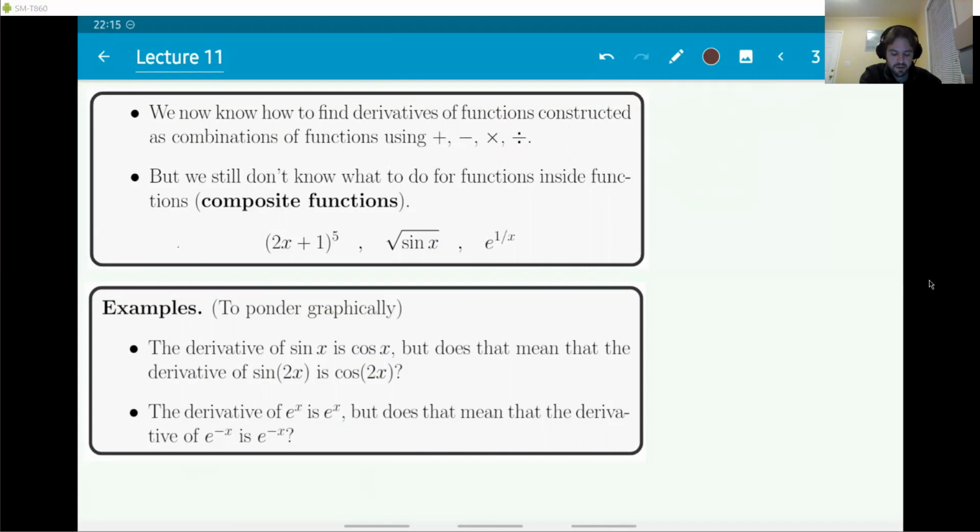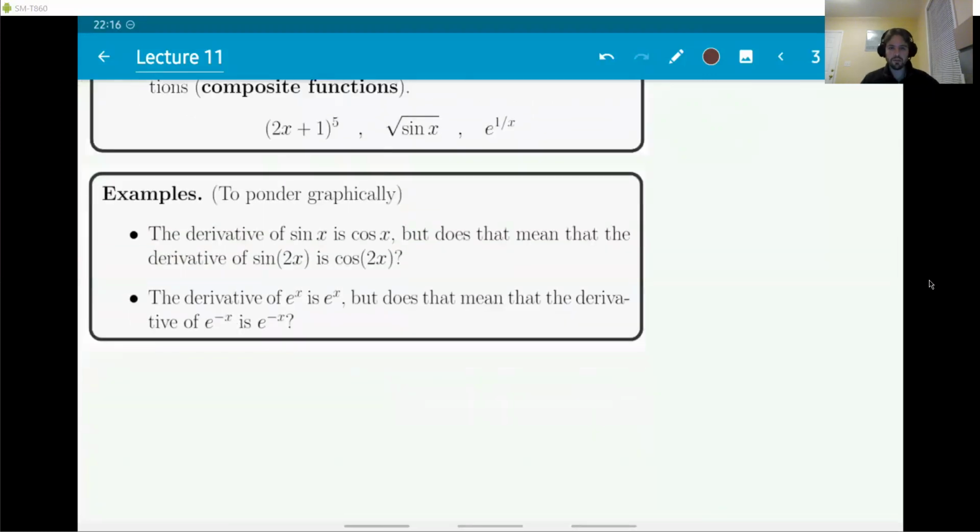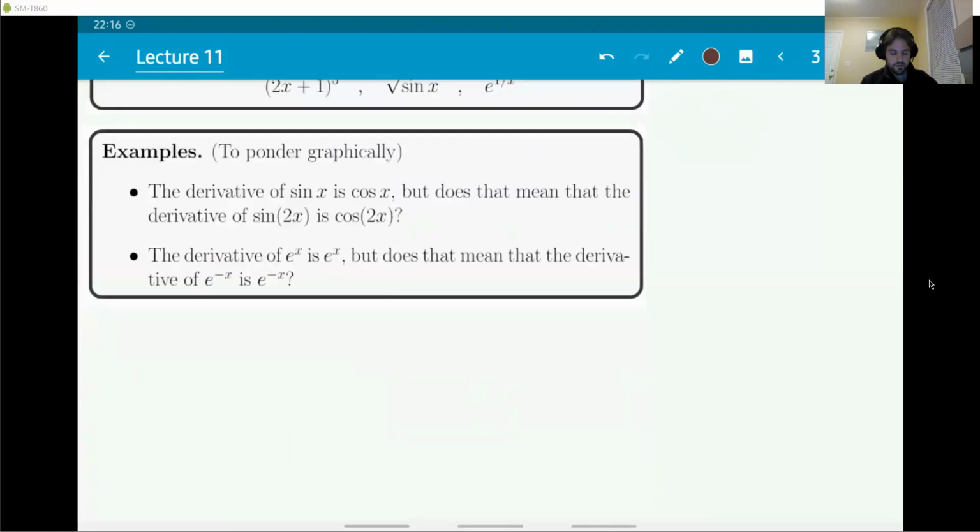And here are just a few examples. Look at, for example, the function 2x plus 1. We're then applying another function to it, which is raising to the 5. We know how to differentiate each one of those pieces separately, but how do you take the derivative of the combined function? And similarly for the others. Now, I have some examples here that we should try to think graphically. The derivative of sine is cosine, but does that mean that the derivative of sine of 2x is cosine of 2x? It's actually no.